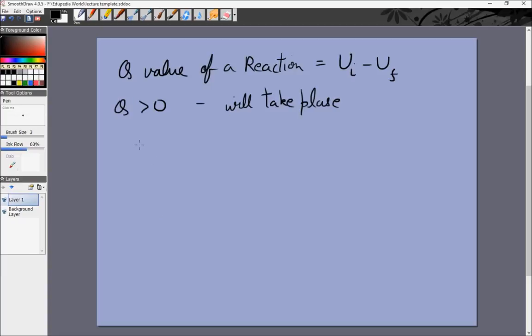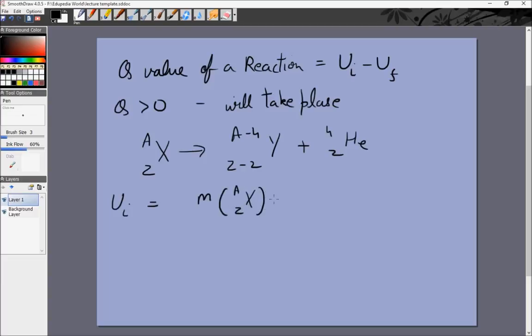Let's look at the reaction we were talking about again. AXZ becomes A minus 4 Y Z minus 2 plus 4He2. What is the initial energy? That will be the mass of AXZ times C squared. What is the final energy? That is the mass of A minus 4 Y Z minus 2 plus the mass of 4He2, whole times C squared.